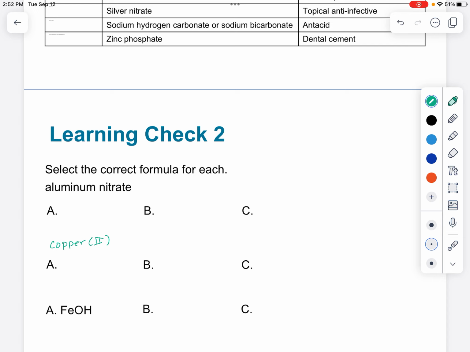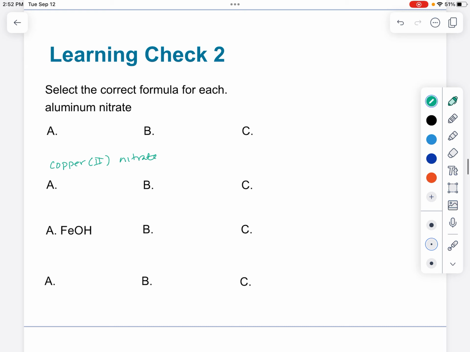Copper 2 nitrate. And iron 3 hydroxide. Tin 4 hydroxide.